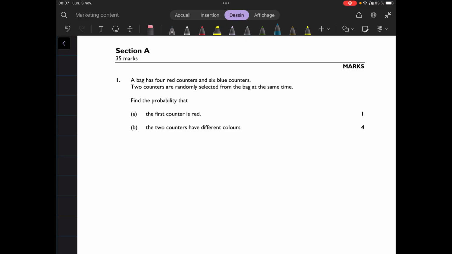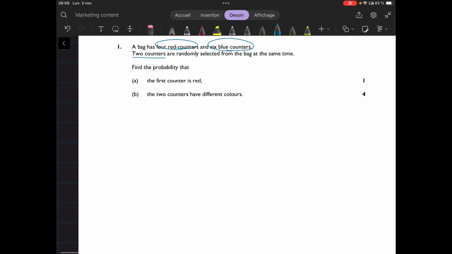A bag has 4 red counters and 6 blue counters, and we are drawing 2 counters from the bag one at a time. Find the probability that the first counter is red. Trivial. We have a total of 10 counters. 4 of them are red. So probability is 2 over 5.